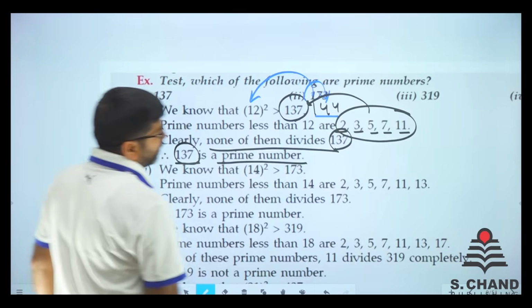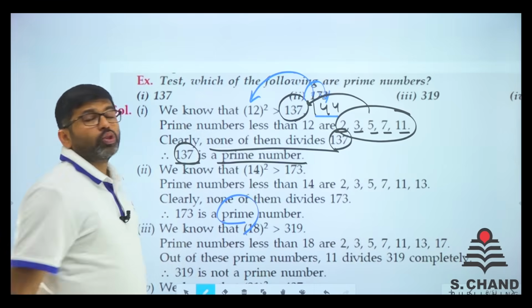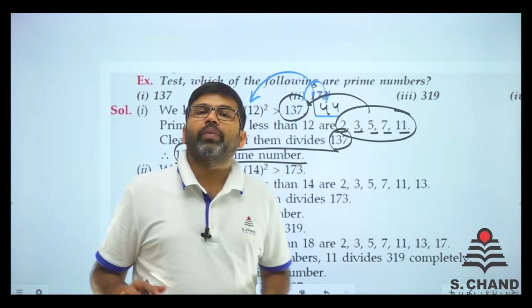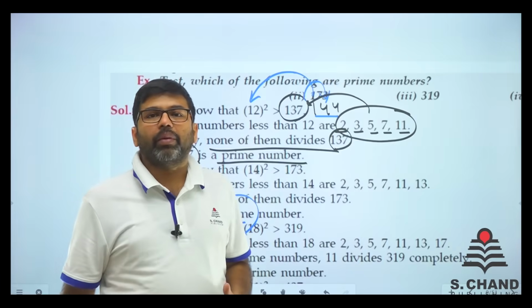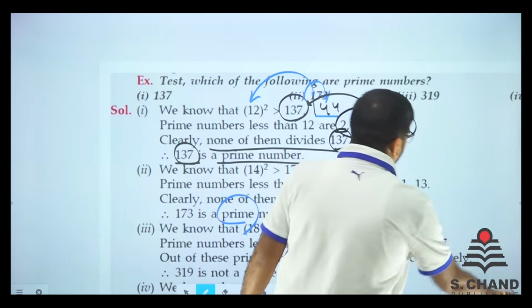None of them divides this 173. It is a prime number. So in this way you can do it a bit easier. You can find prime numbers a bit more easily, right? Let's move on to the next part.